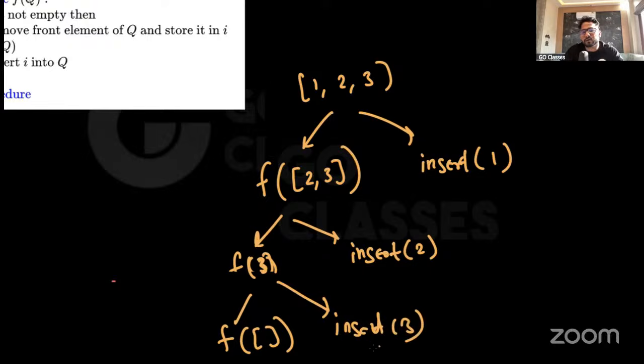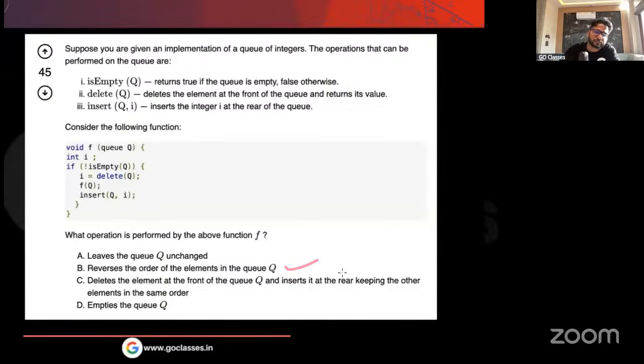Okay. So it will return now. First you are inserting 3, then you are inserting 2, then you are inserting 1. So you started with 1, 2, 3, now you got 3 2 1. So it is doing the reverse. So that's why B is the correct answer.